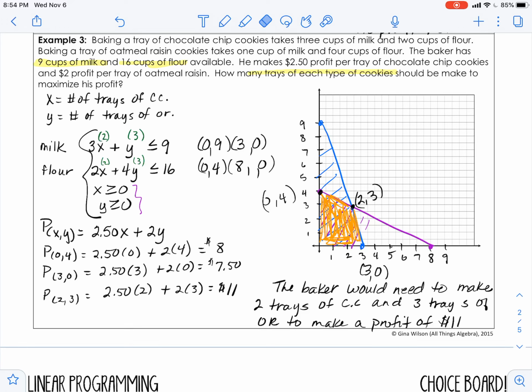Okay, so there is your final one. A little bit different again with the way the flour and the milk was given to you, but hopefully you understand these and are ready to go.